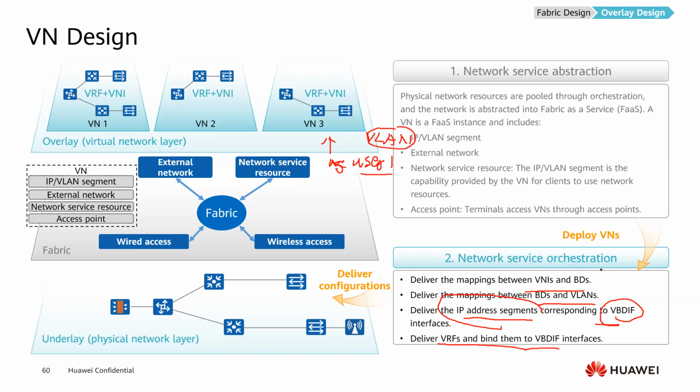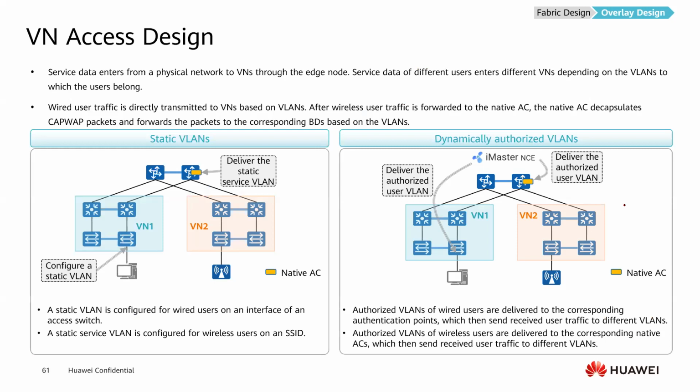So the IP address segment is the user's IP address segment. And when the users map to the VBDIF, it's just a map to the VIF, right? So the users use the VLAN to connect to different VIFs, just to connect to different VNs. So the VLAN is very important for the users. So for the VN access design, you just think about how to configure the VLAN.